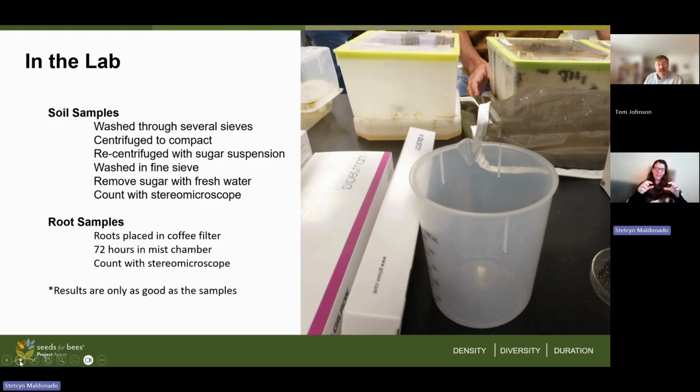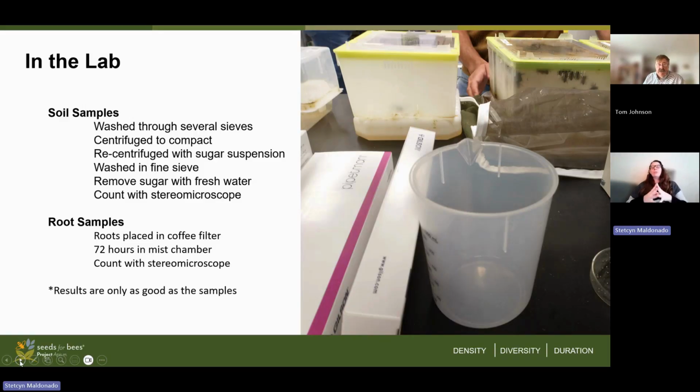So they'll have some slides that have the tiniest microscopic grid that you've ever seen. You can't even see it with the naked eye. And they'll use that grid to try to figure out how many nematodes are in that sample. For roots, it's a little bit easier. They'll place the roots in a coffee filter, and then place that in a mist chamber for about 72 hours, and then they'll count once again with that same microscope.